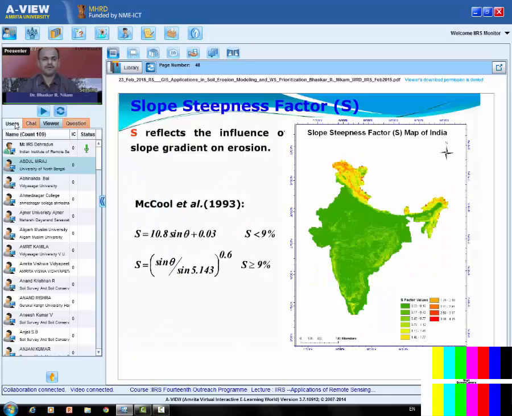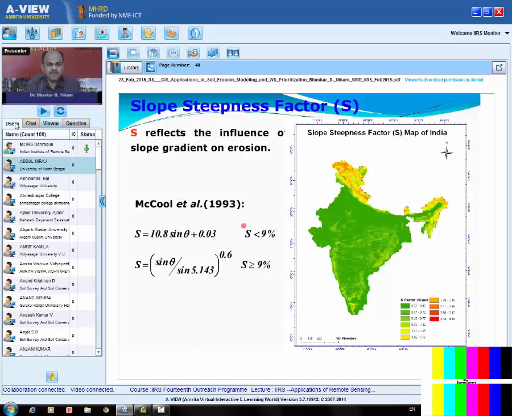So now you have calculated the slope length. Now the only remaining factor is slope steepness. In the revised universal soil loss equation, the slope steepness is calculated in two parts. If your slope is less than 9 degrees, you can use the first equation. If your slope is greater than 9 degrees, you can use the second equation.